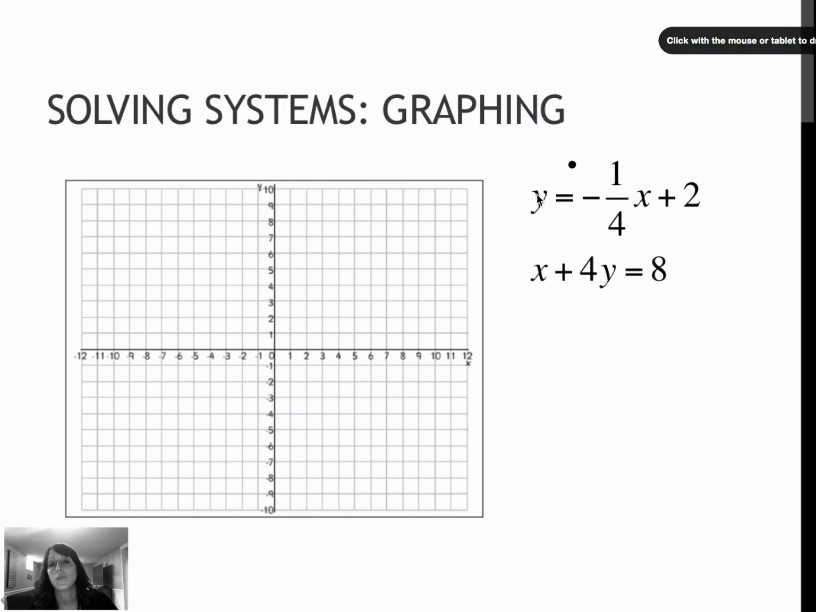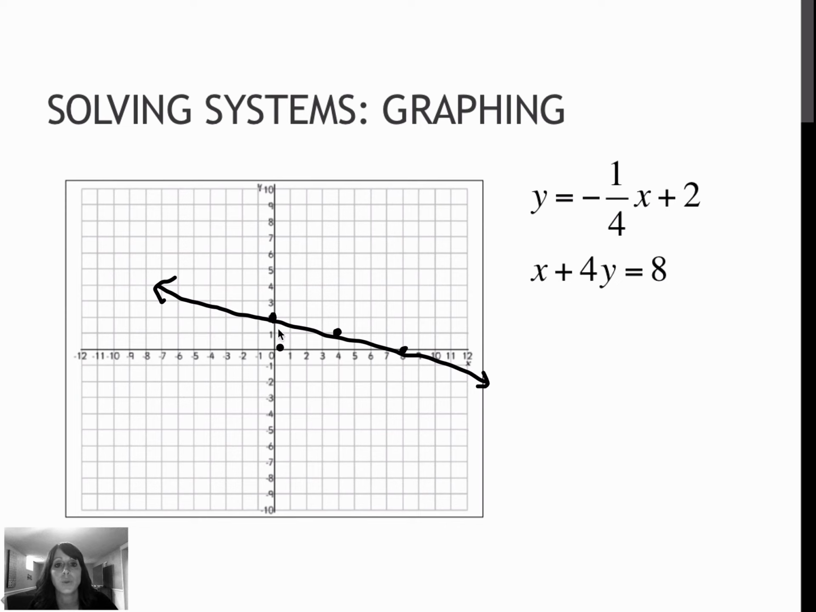For this example, the first one is in slope-intercept form, so I will start at positive 2. I will use my slope of negative 1/4 to go down 1, to the right 4, as many times as I need to, and connect the dots. For my second equation, I can use the cover-up trick. So I would cover up the x and get 4y equals 8, so y is 2, which is already right there. And I would then cover up 4y to get x equals 8.